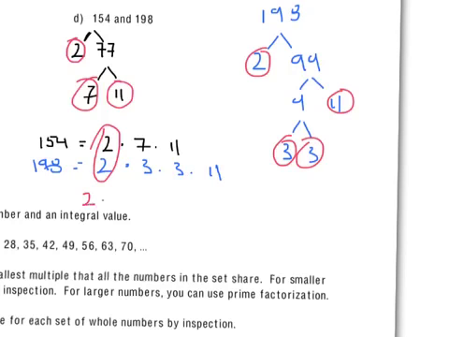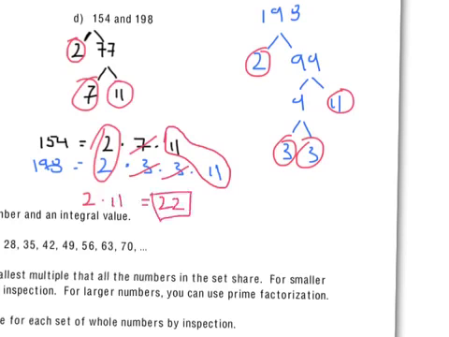There's a 7 here on the top, but no 7 on the bottom, so I cannot take it. There's an 11. They both have an 11, so I'm going to circle the 11, and the 3's I can't take because they are not common to both. So really it's just 2 times 11, which is 22, and 22 is the GCF, the greatest common factor of both of those numbers up top.